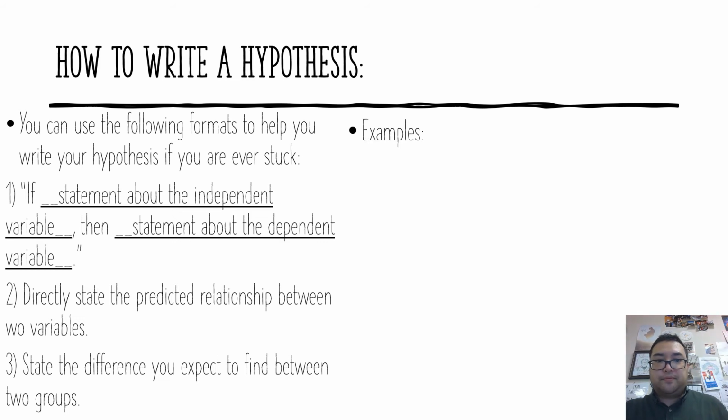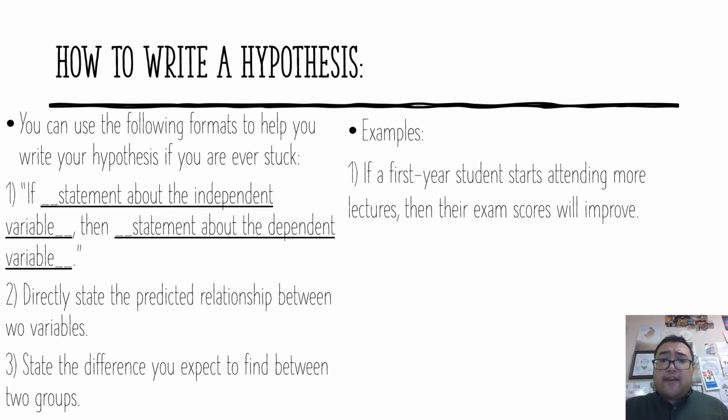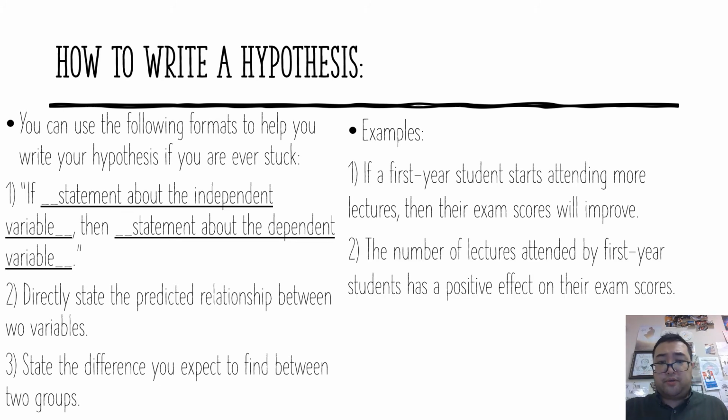So let's look at some examples. The first one, if a first-year student starts attending more lectures, then their exam scores will improve. So we see here attendance is the independent variable, and then exam scores is the dependent variable. Number two, the number of lectures attended by first-year students has a positive effect on their exam scores. So this is another way of writing the same thing. The attendance portion, number of lectures, is the independent variable. And then we want to see their exam scores, the dependent variable.